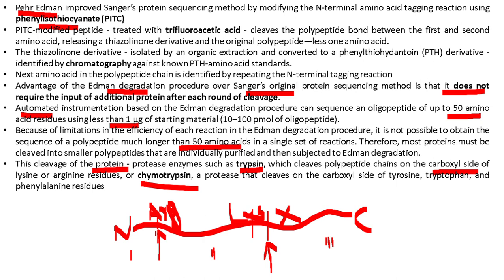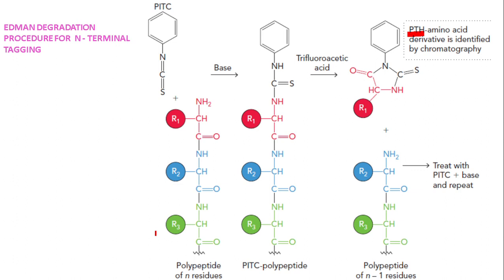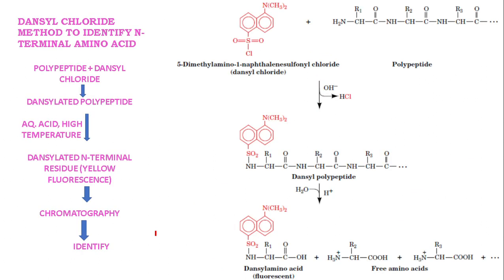So this is how we break down the polypeptide chains and we identify the N-terminal amino acids. We already found this Edman degradation. Next one is the dansyl chloride method for the tagging of N-terminal amino acid. We will see it in the next slide.